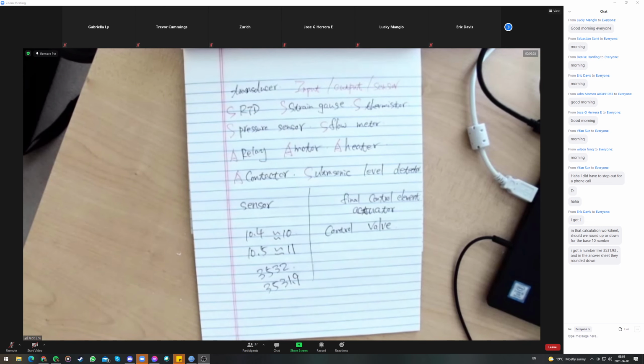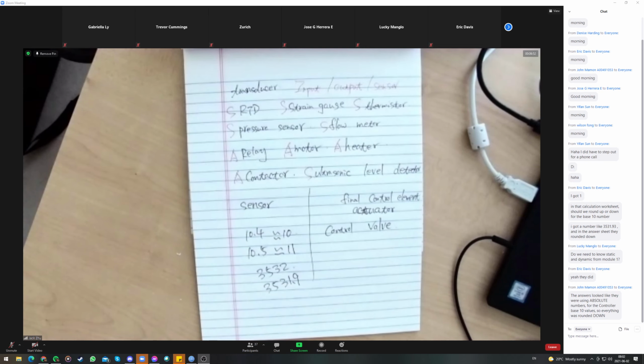Let me take a look at the working sheet. They round it differently. Okay, so when they round to base 10 register, they just round to the whole number, 3531. In this case, they might just, let me see, it's a 17.8.